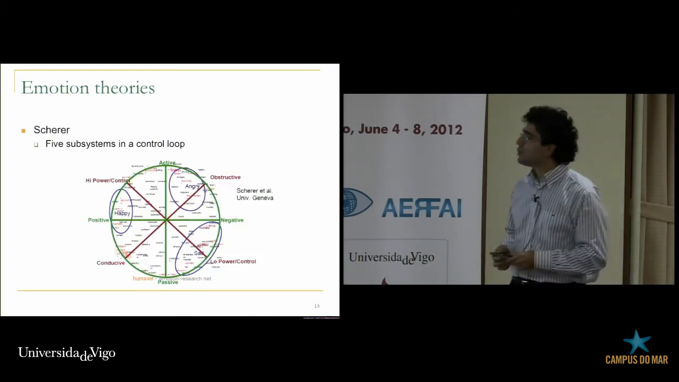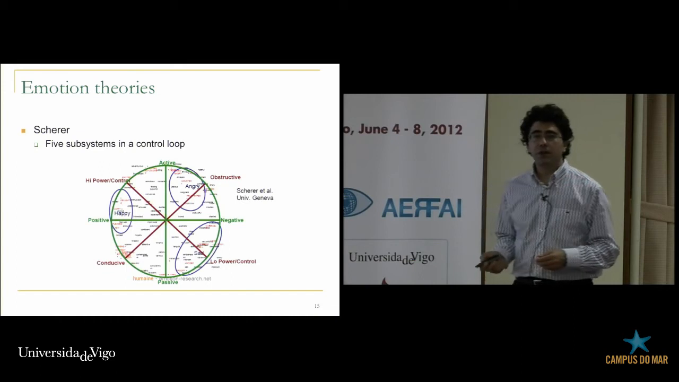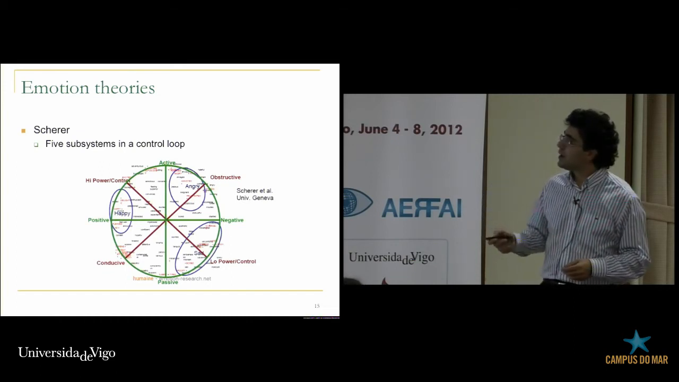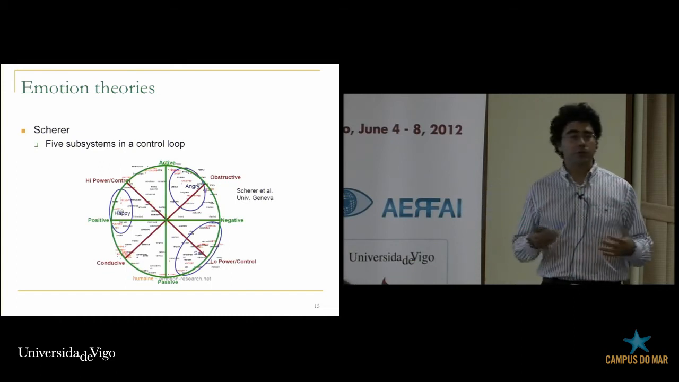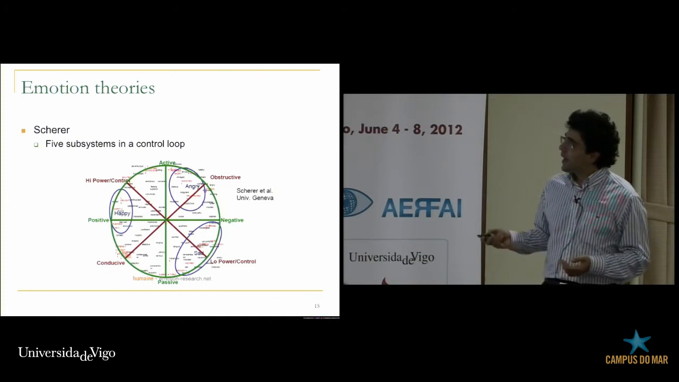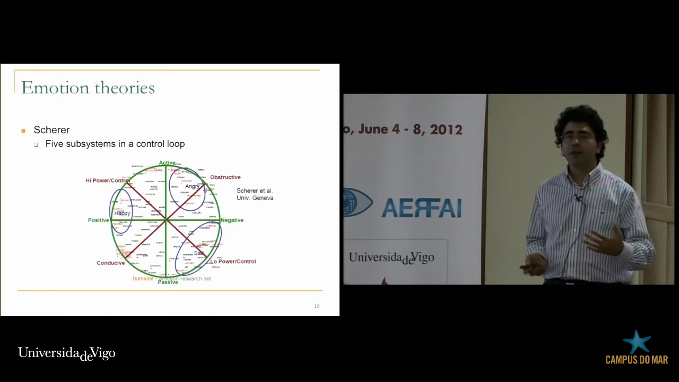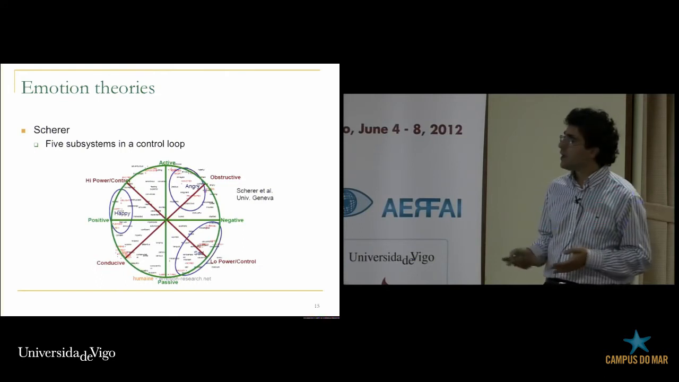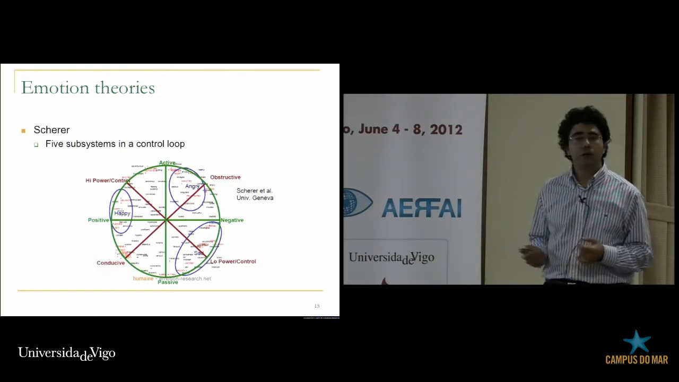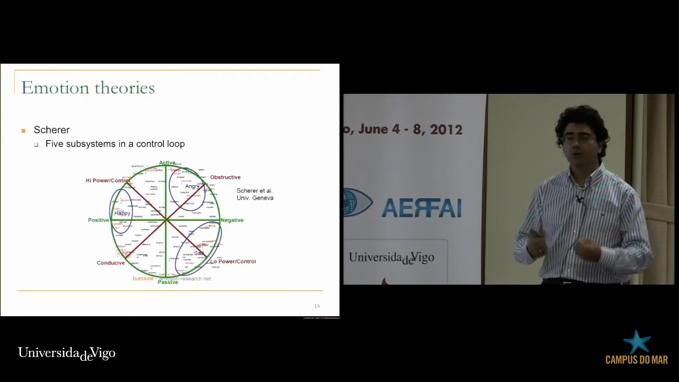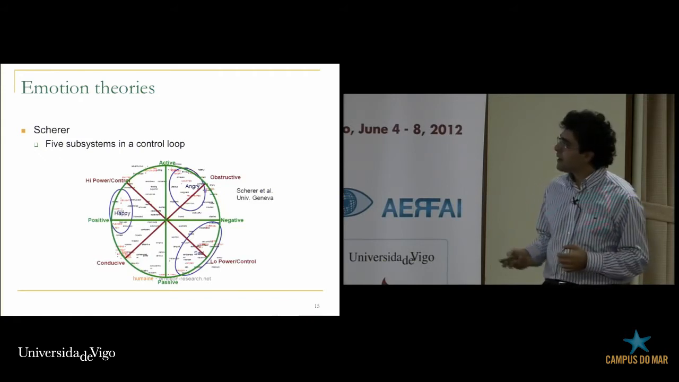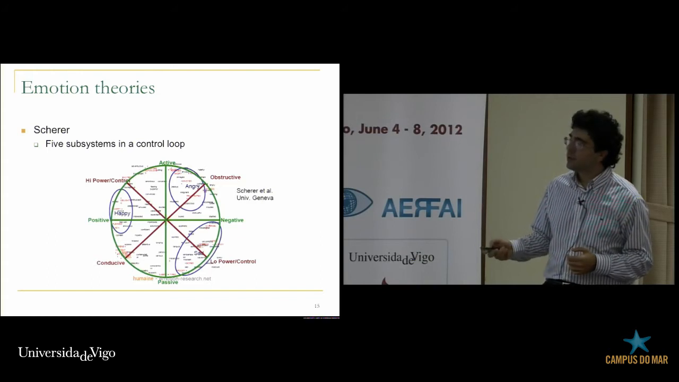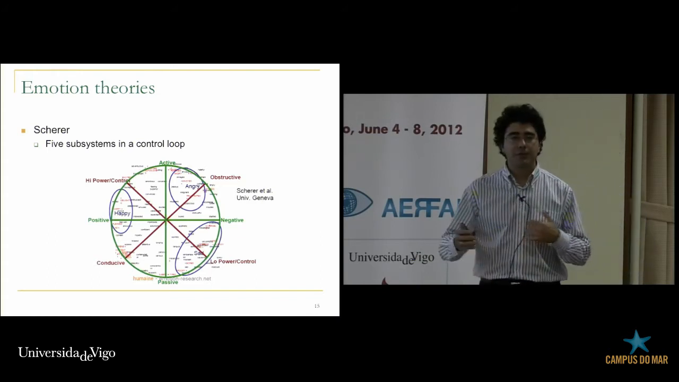There is a large group at the University of Geneva. Klaus Scherer works on that, and he has developed his own emotion theory. It's a little bit more complex than the circumplex model. There you also have high power and low power of emotional expressions, allowing you to control, and also obstructive and conducive type of distinction.